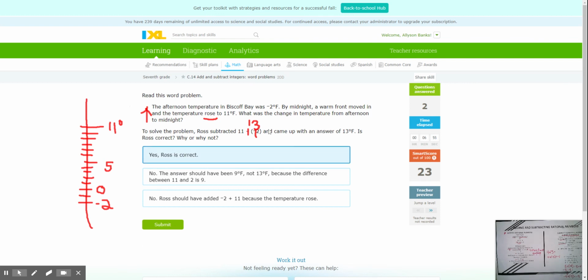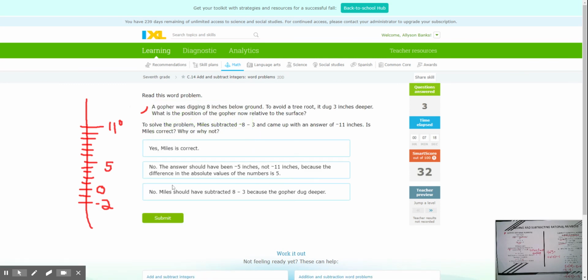Now this is a little bit confusing because it's 11 minus -2, but the question is how far did it go up? And it went up 13 degrees. This one is 9 degrees, and -2 plus 11 also equals 9 degrees, so we know that this cannot be correct. So it has to be this one here. And it also says the change in temperature, which refers to subtraction. Okay? That one was the tough one.